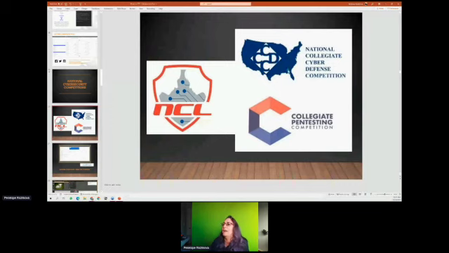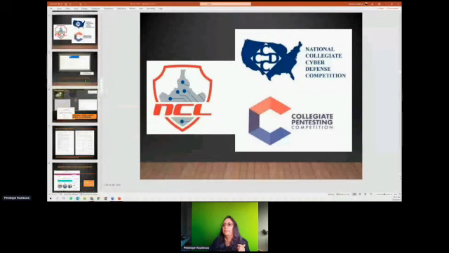And then they also have, this is one of the red team, blue teams that I was telling you about. So the CCCD is where you get injects and you have to protect your system. And I've not ever experienced the collegiate pen testing competition, but I do know that it's out there.